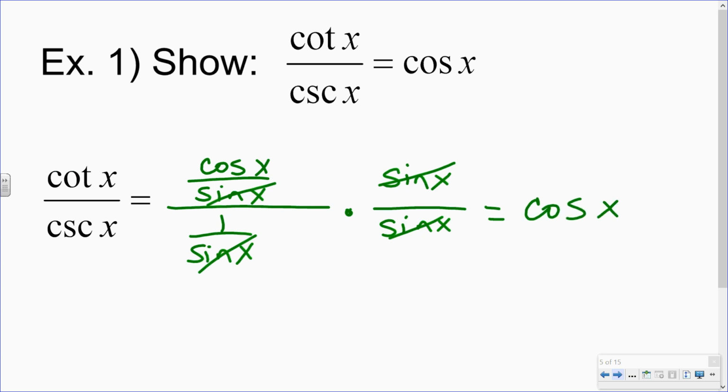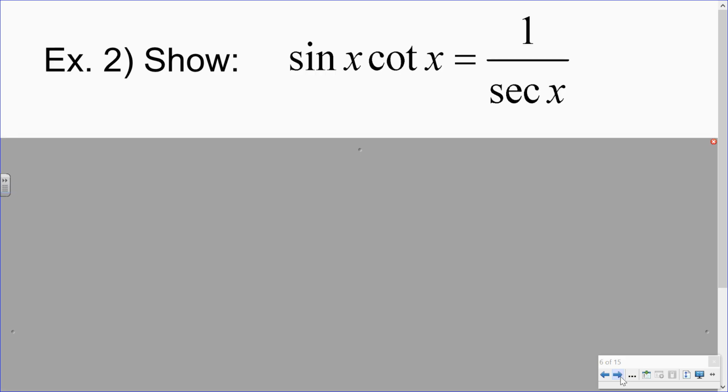Is that my right-hand side? So I have one long equation. First side equals second side, and I'm done. Questions on that one? You've just done your first trig proof. Let's do another one.